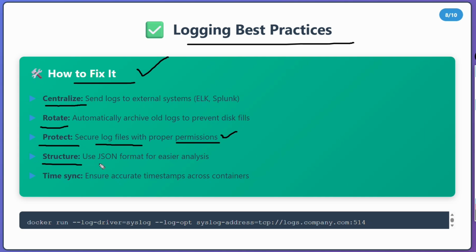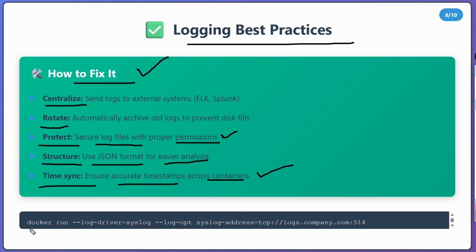The next point was structure. We need to use JSON format, or whatever format is easier to analyze for further investigations. The final point was time sync. We need to ensure accurate timestamps are maintained across the containers. Why? Because if the timestamps in the container and the host system are different, there is no point in looking at differing timestamp results. That is why maintaining time sync across the containers is important.